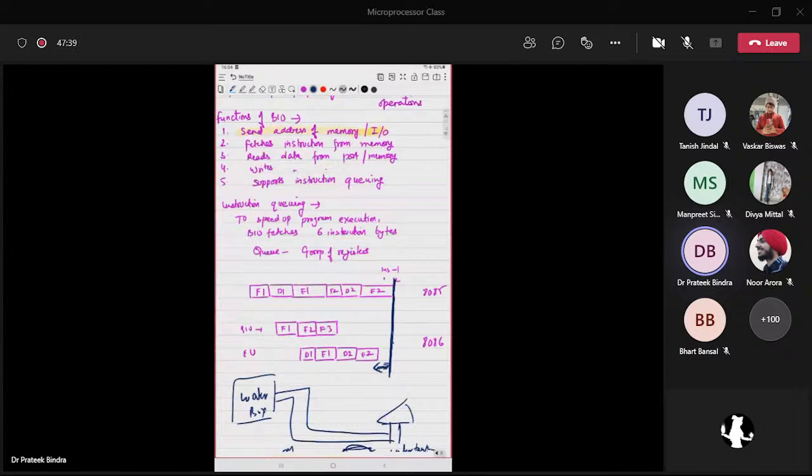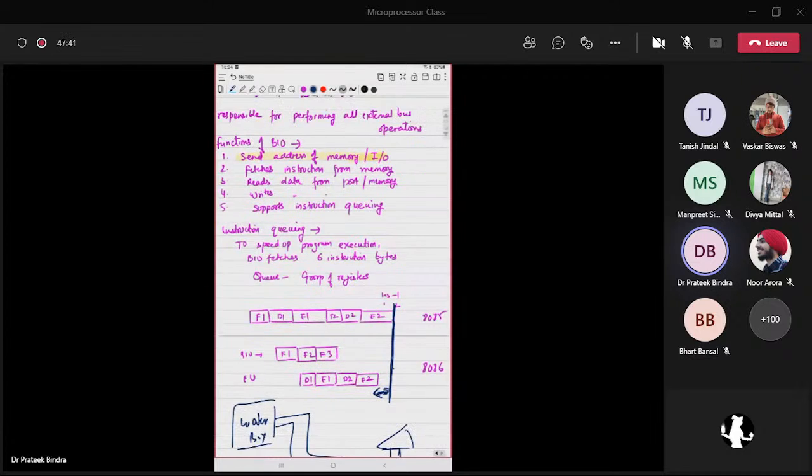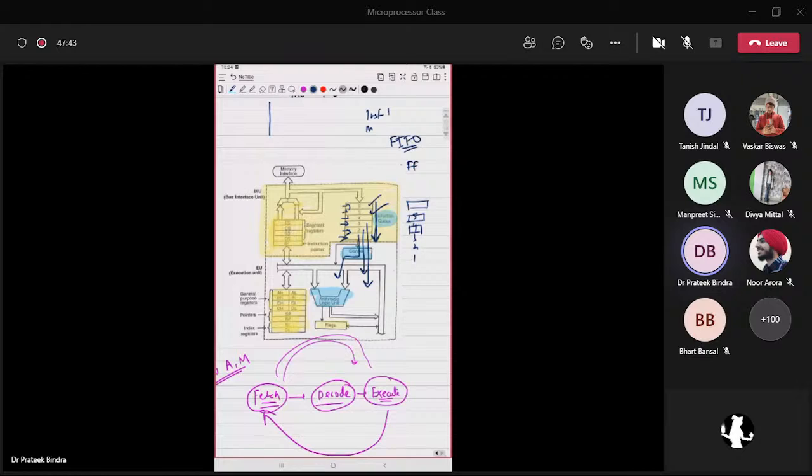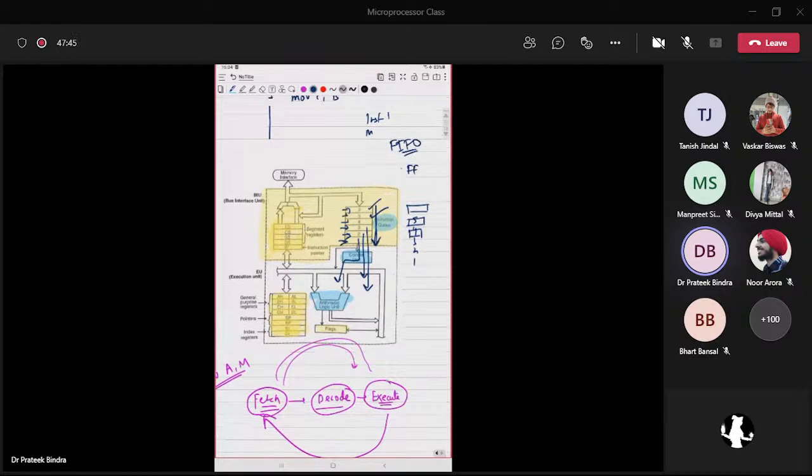Okay. So this was the concept of your pipelining. So I'm basically discussing your architecture part. So your BIU basically gets the address. Firstly, it will calculate the address. Then it will go to that particular address in the memory. It will fetch the instruction from the memory and store it in the instruction queue. So that is the only job of my BIU, right?